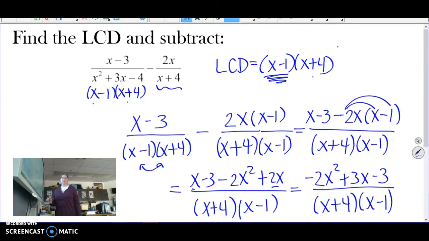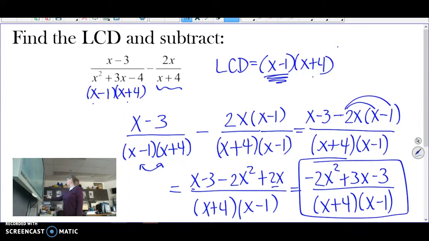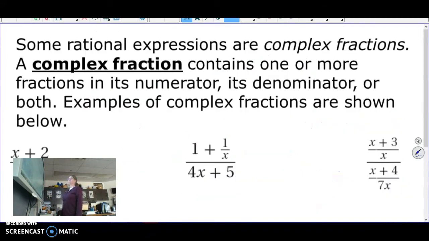The numerator is not factorable. Well, you could try it, but I don't think you're going to find that it's factorable, and I don't think that it would simplify anymore. So we are done. All right, so that is how you add and subtract rational expressions. You got to find that common denominator. Come see me if you need help with finding that least common denominator, and we'll work on that.